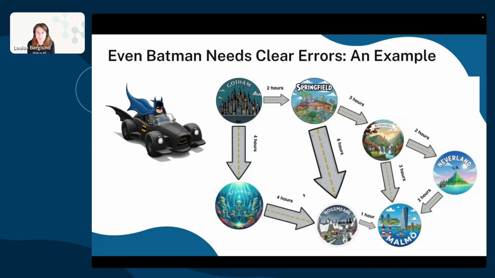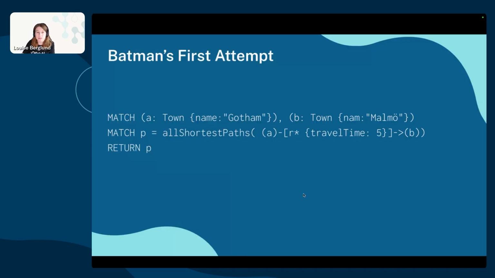And Batman decides therefore to use Neo4j to try to find his way. Unfortunately, Batman is not as good at Cypher as he is at fighting crime. So his first Cypher query attempt is a bit feeble. He tries something like this. He tries to match the different towns and to write some sort of all shortest paths, because he wants to find the best path. And he knows he needs to put something with this travel time limitation there.